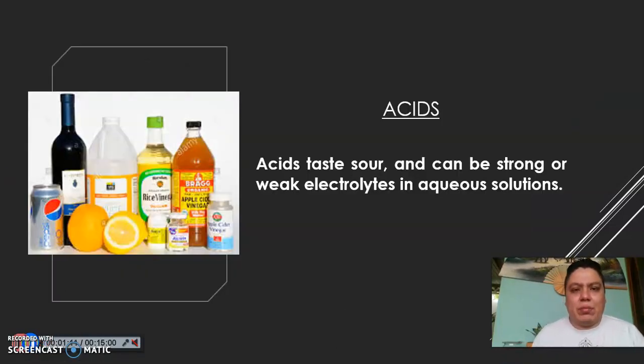So, what is an acid? Again, whenever you taste something and you have said it tastes acid, you are right. Acids taste sour and can be strong or weak electrolytes in aqueous solutions. These are the physical properties of acids. What is an electrolyte? Is any substance that can conduct electricity. Some examples of acids in your household are oranges, lemons, sodas, wine, and anything basically that tastes sour.